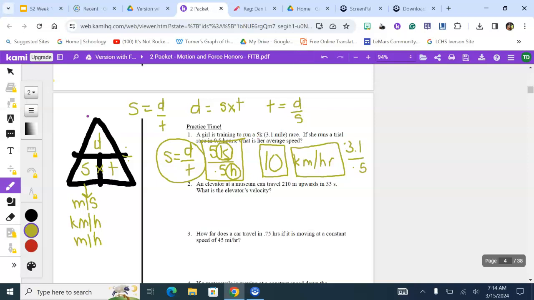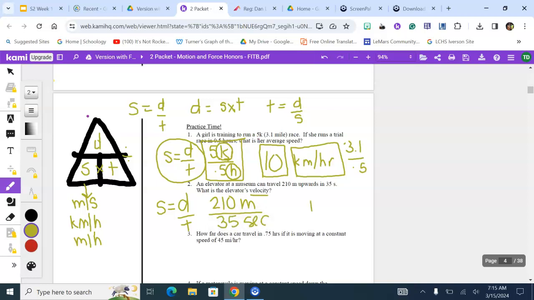Okay. An elevator at a museum can travel 210 meters upwards in 35 seconds. What's the elevator's velocity? Velocity and speed are the same thing. Velocity just includes a direction. So we're going to start with speed is equal to distance divided by time, because that's what velocity is equal to too. The distance is 210 meters, and I'm going to divide that by 35 seconds.